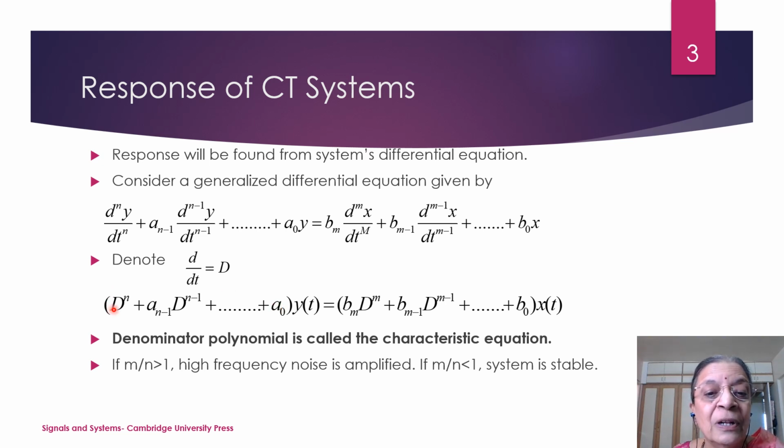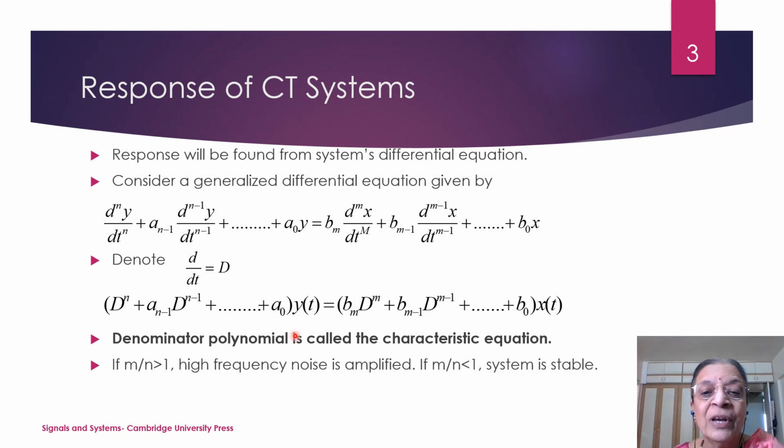Now this particular term, that is D^n plus a_{n-1} D^{n-1} plus ... plus a0, is called the denominator polynomial. It is also termed the characteristic equation of the system, because the roots of this characteristic equation will determine the behavior of the system.